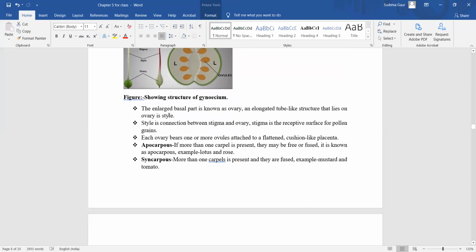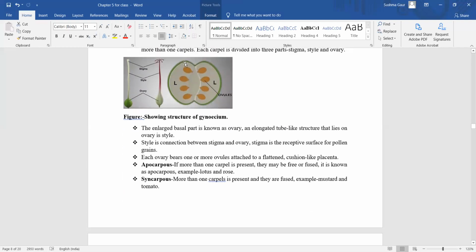Okay. This enlarged basal part is known as the ovary, and this is the style. Each ovary bears more than one ovule attached to a flattened cushion-like placenta. So this is your ovary.